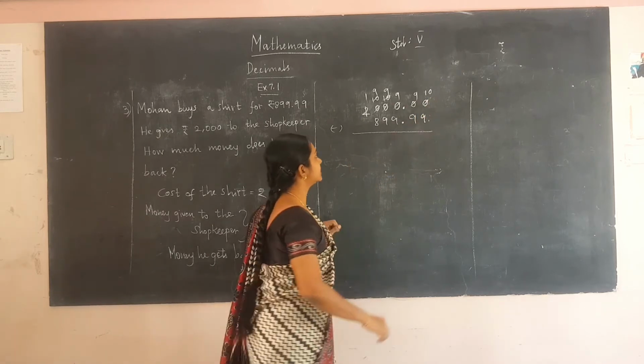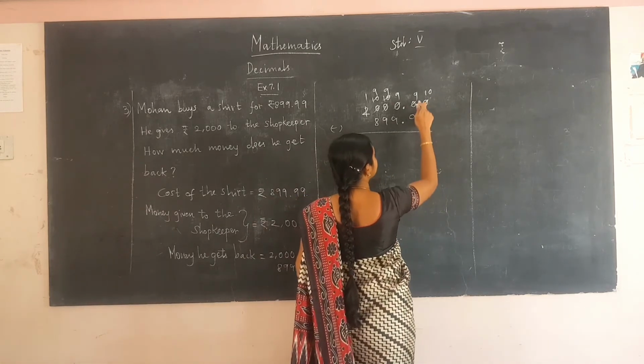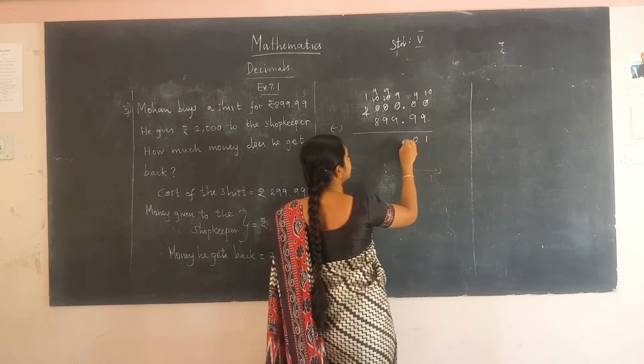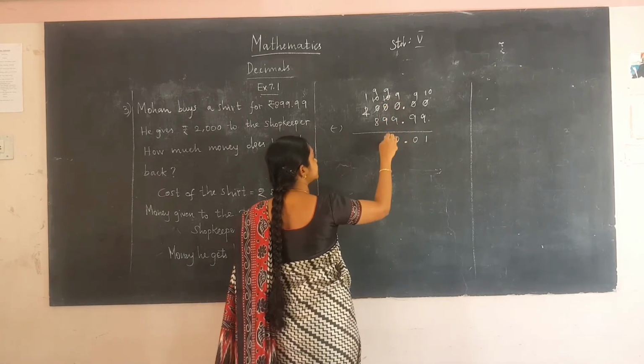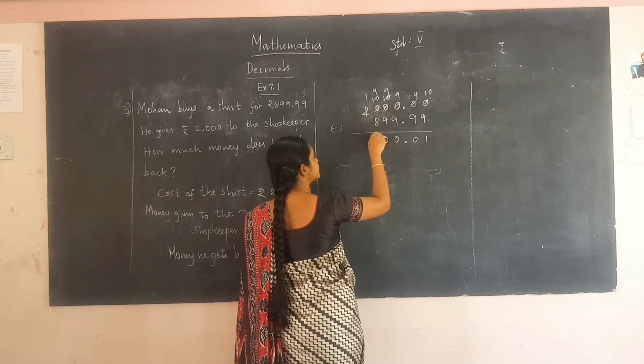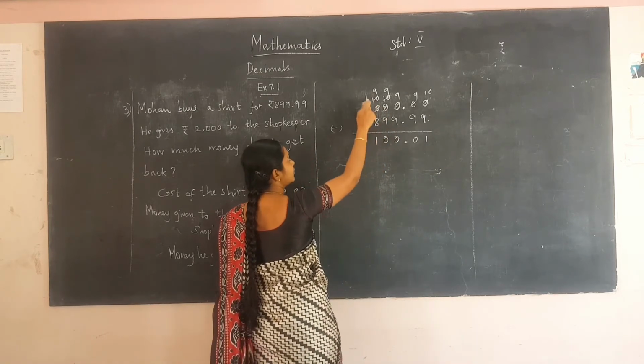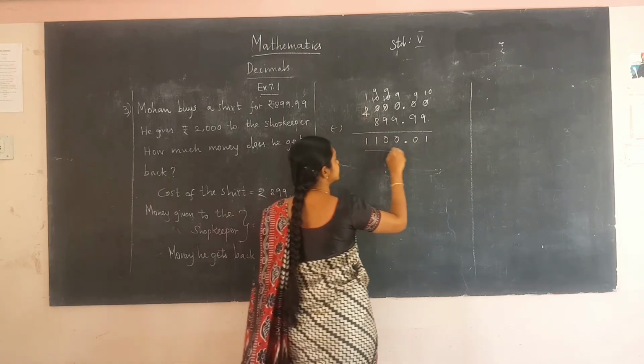10 minus 9 is 1. 9 minus 9 is 0. Here keep the decimal point. 9 minus 9 is 0. 9 minus 9 is 0. 9 minus 8 is 1. And here we don't have any number, so write 1 as it is.